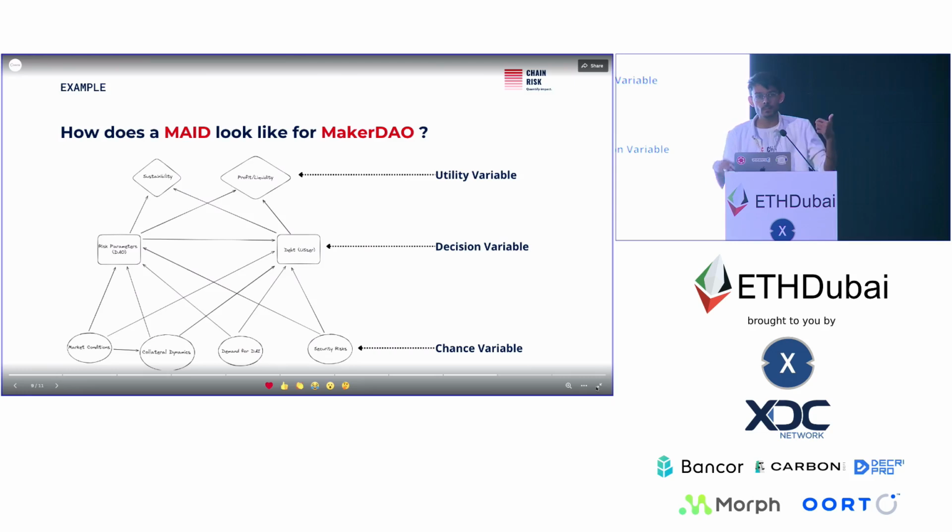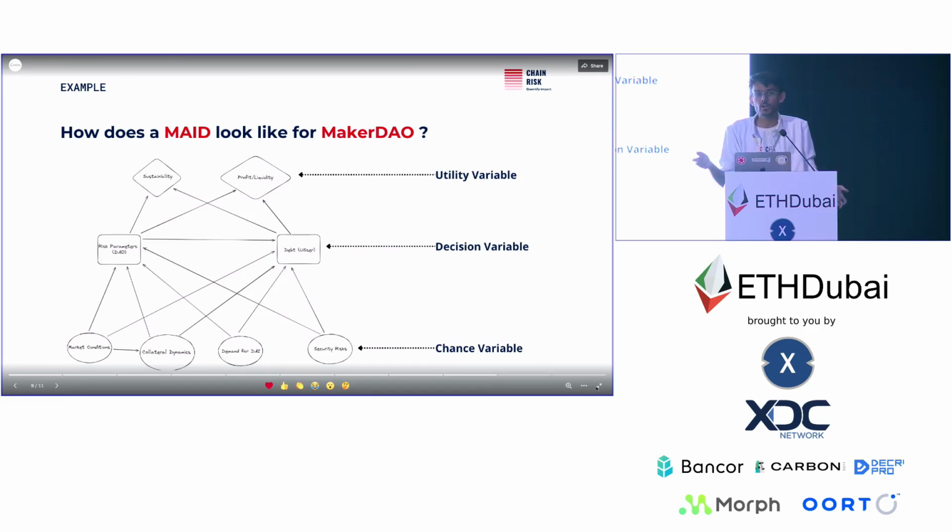Decision variables over here would be risk parameters which the governance in the DAO decides, which directly affects the amount of debt the user can borrow as well, which is also one of the decision variables. And using all of this, we are trying to maximize two utilities. Number one is the profitability, and the second is the sustainability of the protocol. All of this will come at a risk and reward ratio.